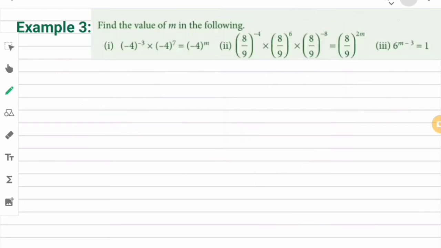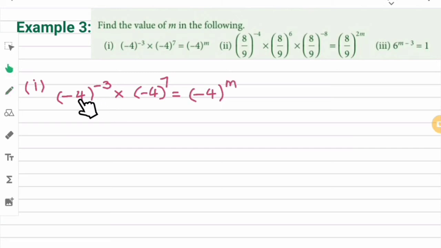Okay. Now example 3. You are going to find the value of m. The first subdivision is minus 4 to the power minus 3 into minus 4 to the power 7. So the same base is multiplied in the left hand side, right? So minus 4 to the power minus 3 into minus 4 to the power 7 is equal to minus 4 to the power m.